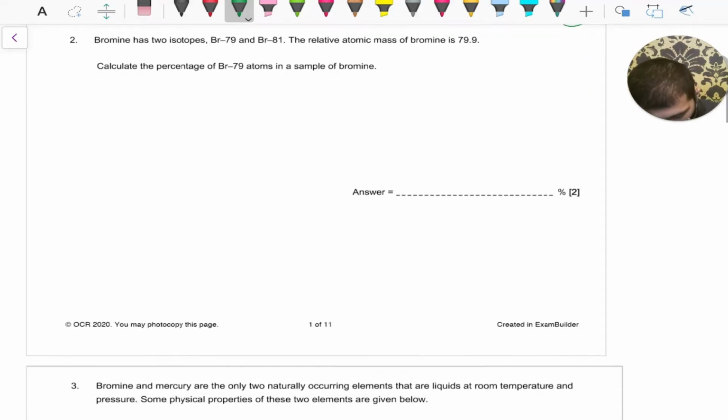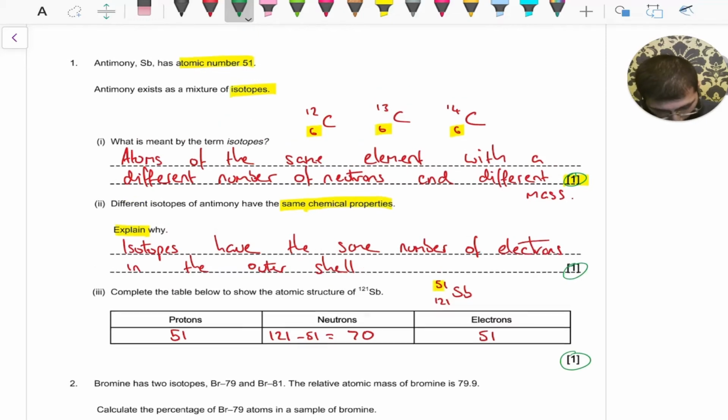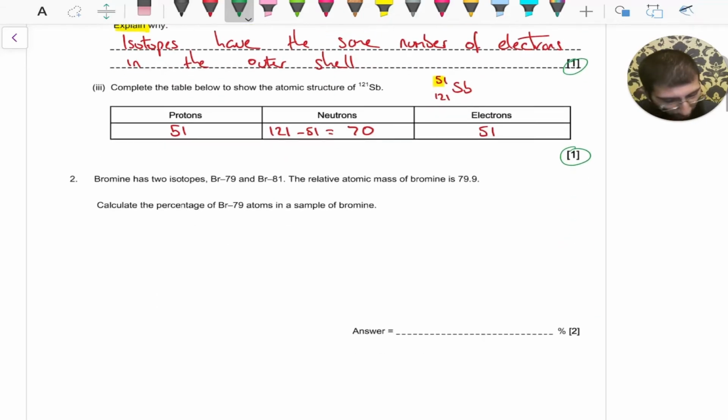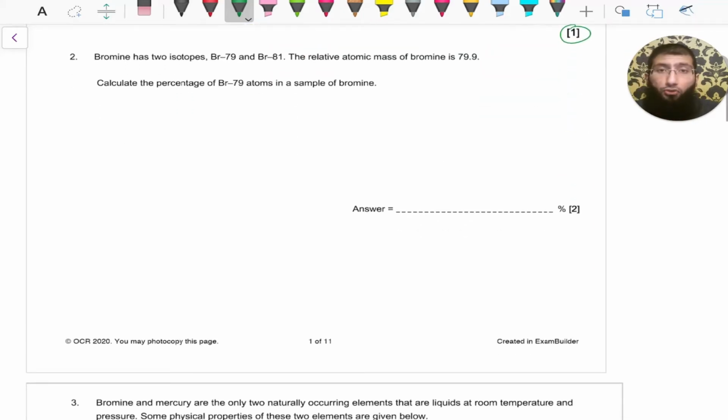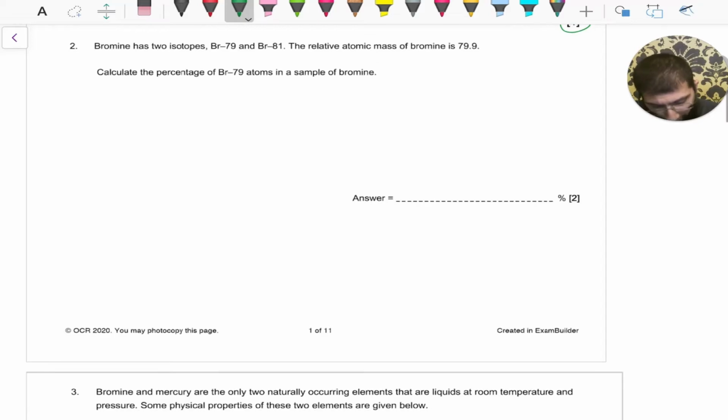Right, moving on. So we've had a look at question 1, really straightforward, nothing difficult there. Moving on to question 2. You've been told that bromine has 2 isotopes, bromine 79 and bromine 81. You've been told that the relative atomic mass of bromine is 79.9. You've been asked to calculate the percentage of bromine 79 in a sample of bromine.